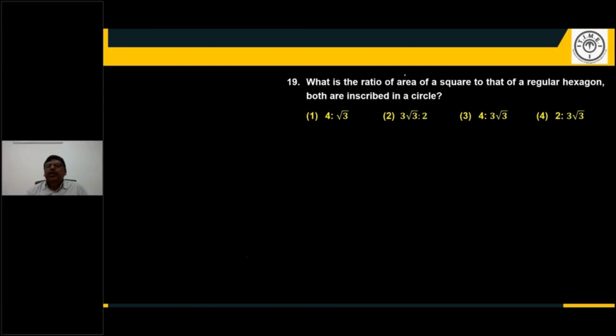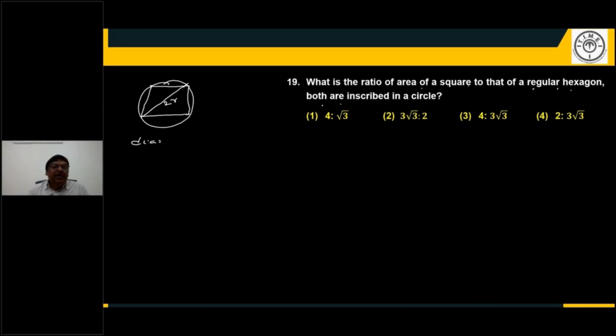Students, what is the ratio of the area of a square to that of a regular hexagon? Both are inscribed in a circle. In a circle, if I inscribe a square, what happens? Let me tell you first. If I inscribe a square, this is the diameter of the circle, that is 2r.